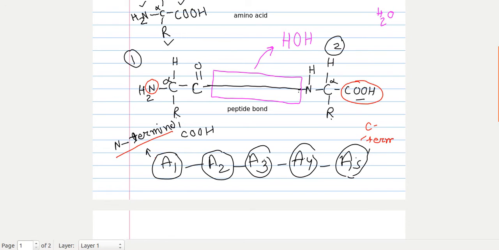So you can see a polypeptide is a dipole. Dipole in the sense that it has 2 different ends. This end is different from this end. Okay, that's all for this lecture.